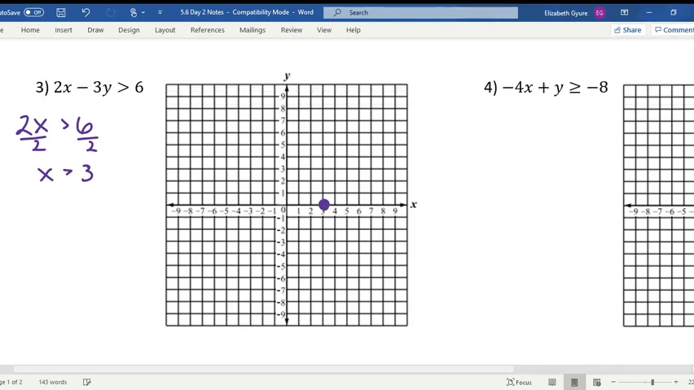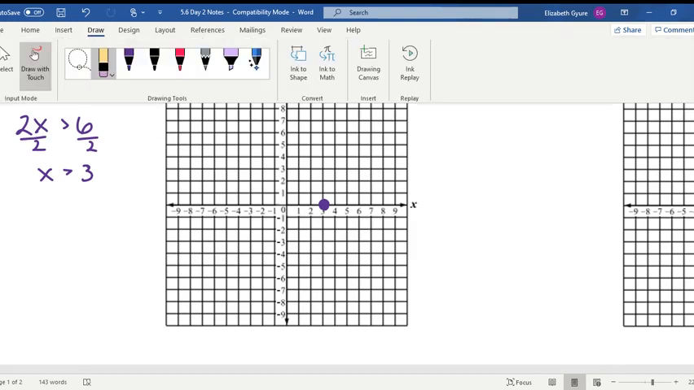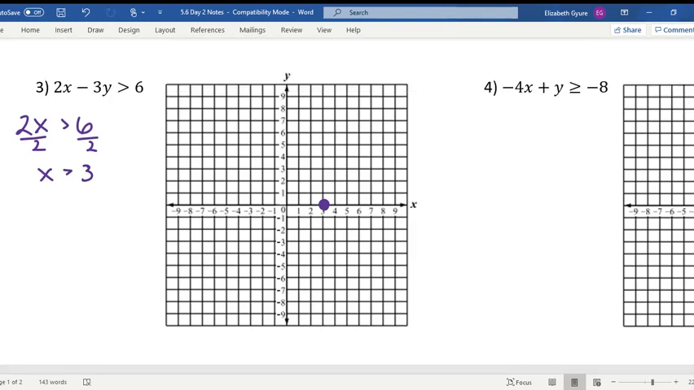Now I'm going to do the same thing with my y's. Who can tell me what I need to cover up to find my y-intercept? Yep, I need to cover up the x. Good.